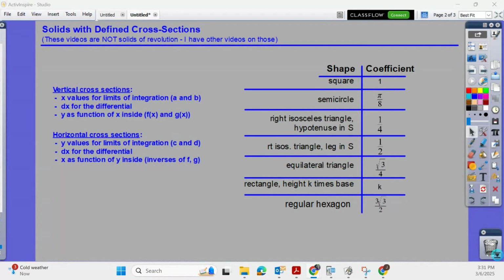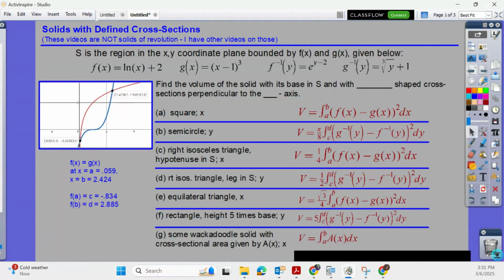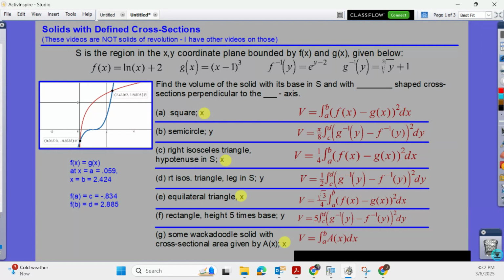But when it comes down to it, let me go back to the main screen here. When you're writing the volume setups for these solids, it is very formulaic. Anytime that you are making one of these solids with a certain shape perpendicular to the x-axis, which I did every other time here, that means the solid is going vertically, perpendicular to the x-axis, that cross-section.